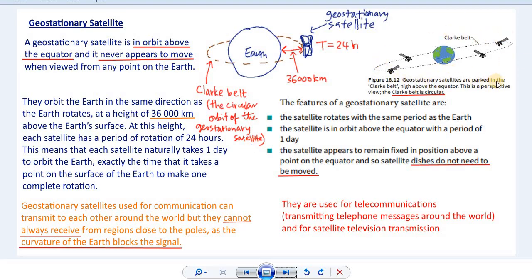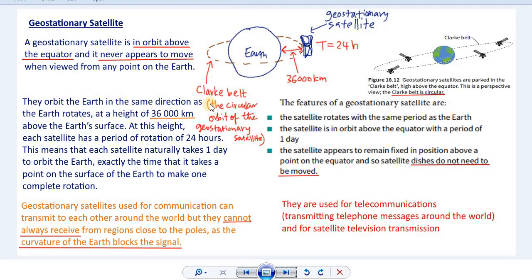Geostationary satellites are parked in the Clark belt high above the equator. And remember, the geostationary satellites are above the equator. We will see that here. This is a perspective view. The Clark belt is circular. They orbit the Earth in the same direction as the Earth rotates. Earth rotates anticlockwise. If you look from the top down, Earth rotates anticlockwise. Then this orbits also anticlockwise. It orbits the Earth anticlockwise if you look from the North Pole down.